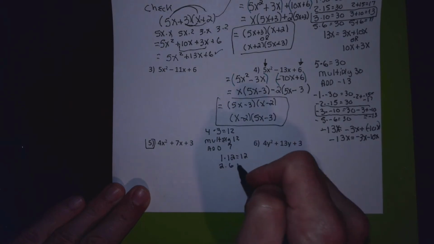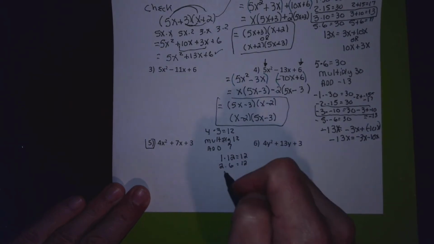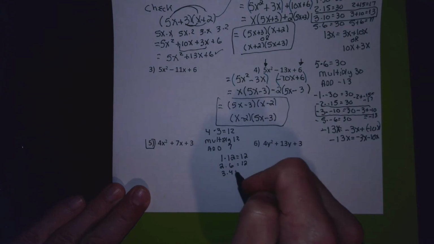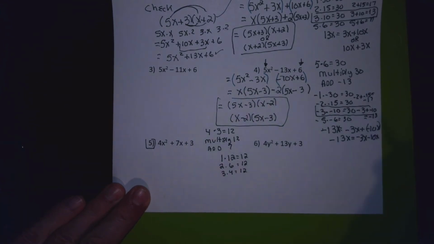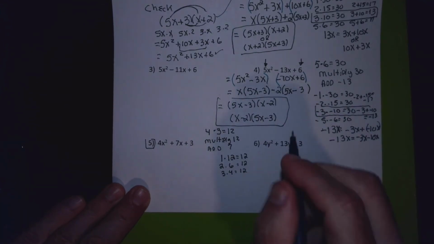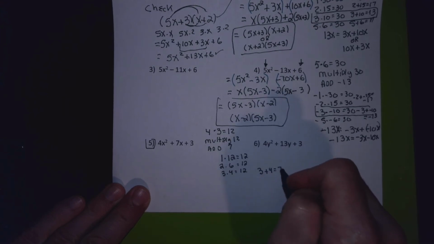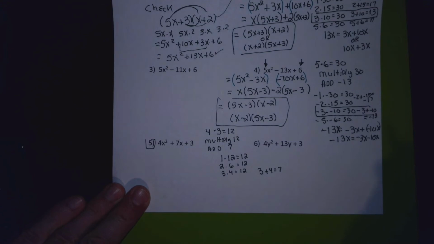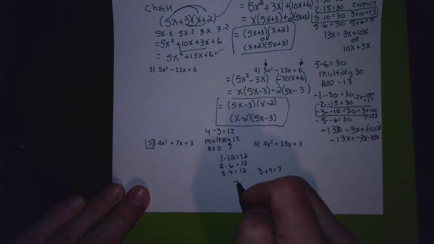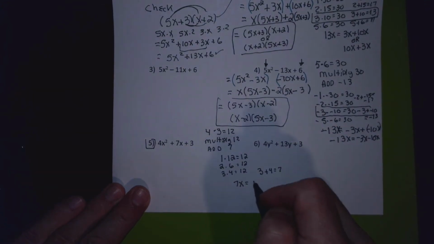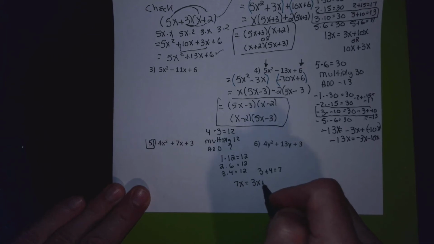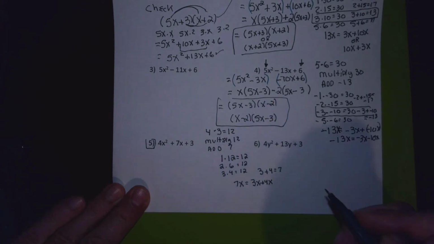2 times 6, that's plus plus, it multiplies to 12. And 3 and 4, that's plus plus, it multiplies to 12. Hopefully you can quickly tell that the 3 and 4 are the pair that adds to 7. I'm not going to worry about the ones that don't work. So I'm going to take the 7x in the problem and rewrite it as 3x plus 4x.